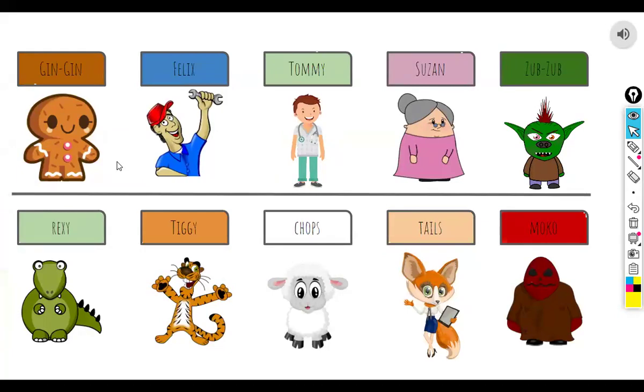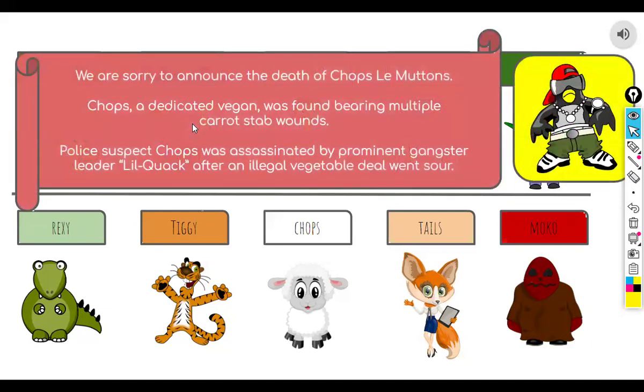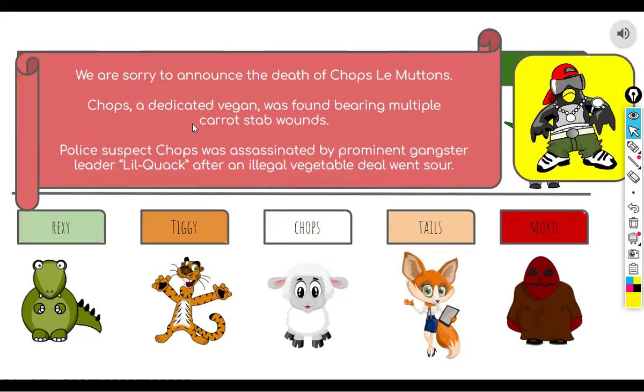Who do you think is going to be the first to meet their doom? Like I said, I know all the answers for this one by heart. Somebody has it out for Chops, and somebody doesn't like Suzanne for some reason. All right, guys, let's see who is the first to meet their doom. The first person to meet their... oh, we're sorry to announce the death of Chops Le Martins.